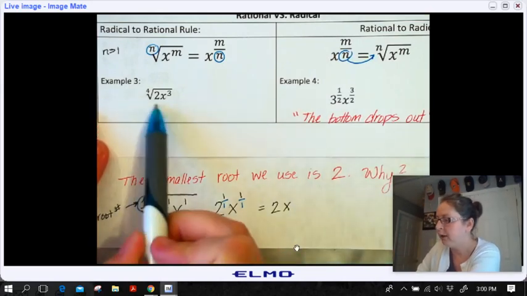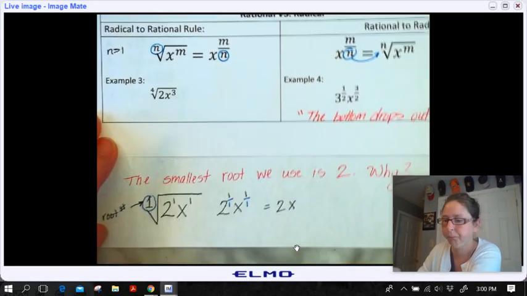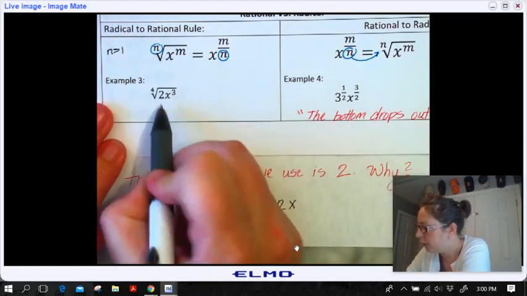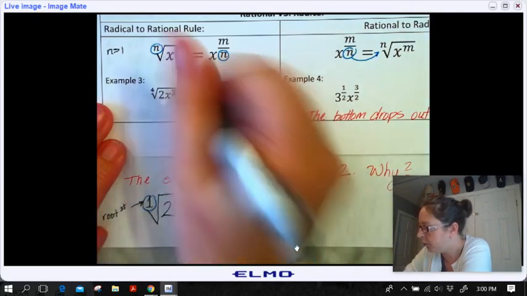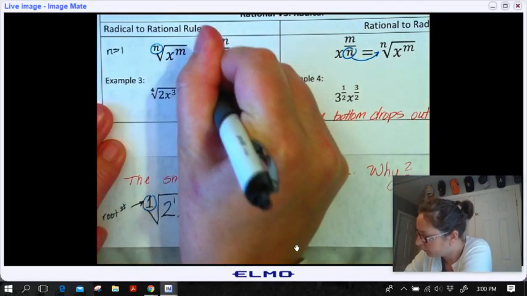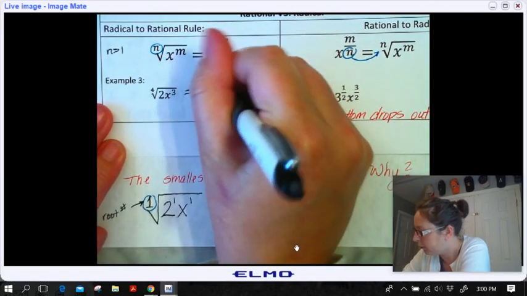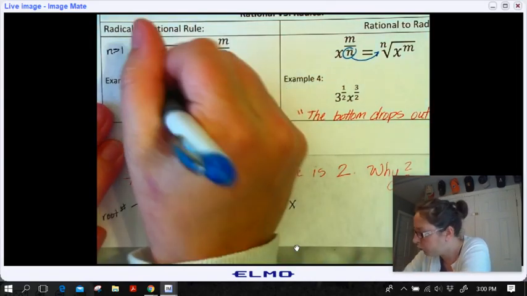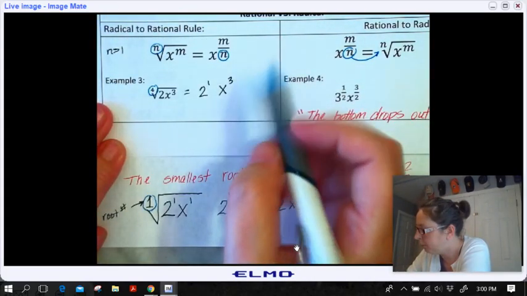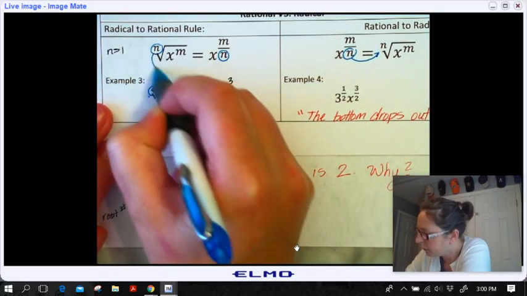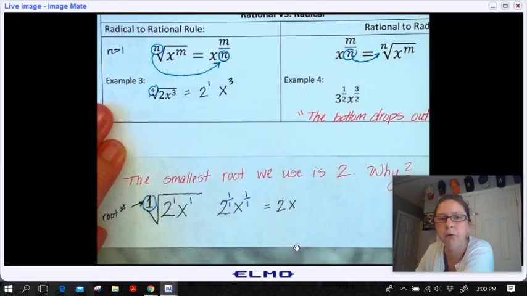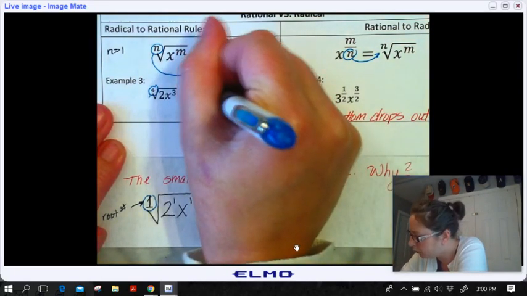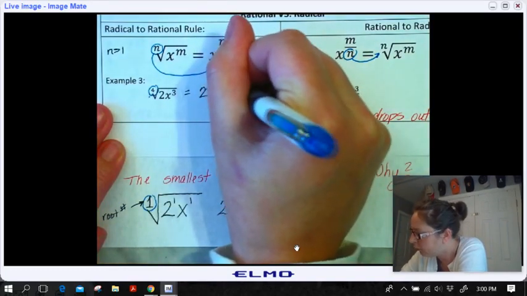Let's do this example number 3 together. This is a 4th root, and I have a 2 to the first power, and I have an x to the 3rd power. That root number becomes the bottom of your fraction. You're going to create the fraction using that number. So over 4 and over 4.